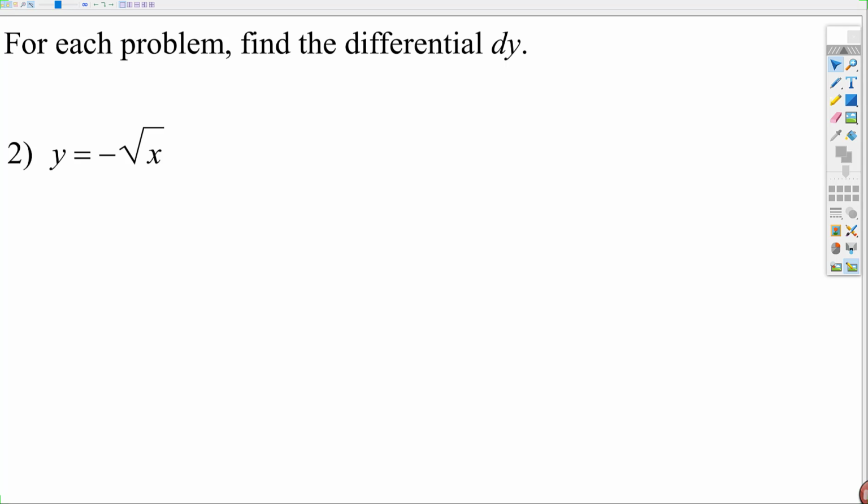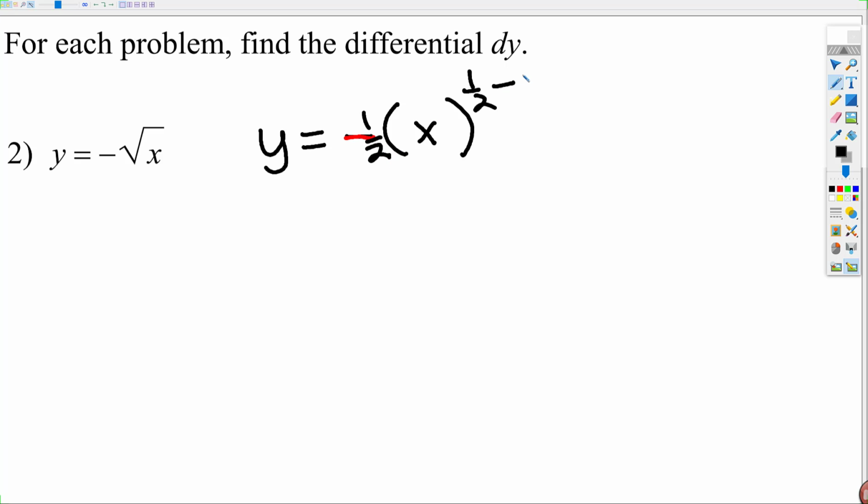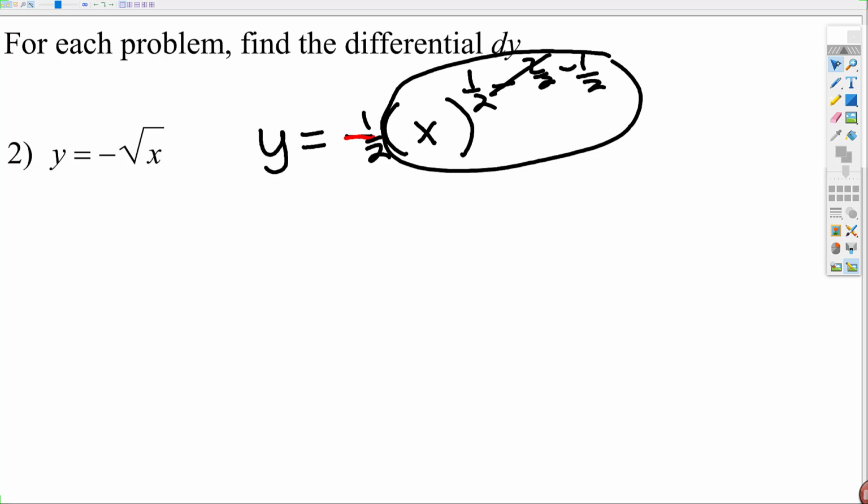Okay, now for each problem, find the differential. Well, first thing you're going to do is take the derivative. But when it's a square root, remember what you want to do is rewrite it as with a fractional exponent. And don't forget the negative sign there. So now when you take the derivative, this is going to be a chain rule, right? So the 1/2 will come in here, and then 1/2 subtract 1, or 2 over 2, is negative 1/2, and then this piece right here will go in the denominator.